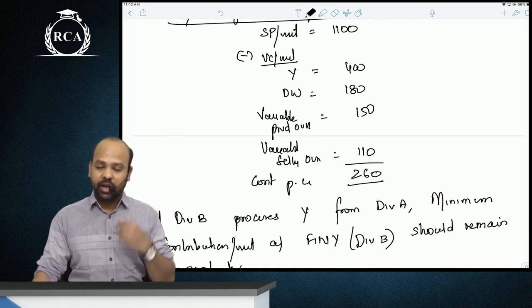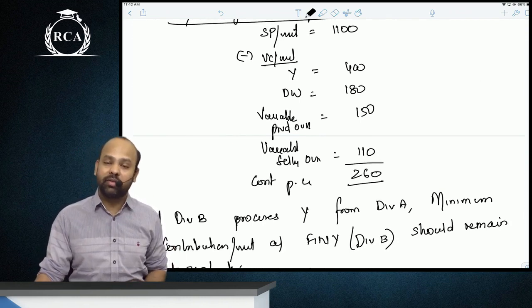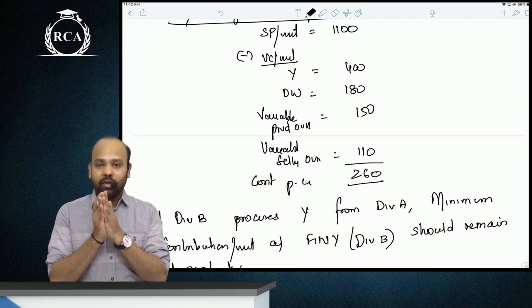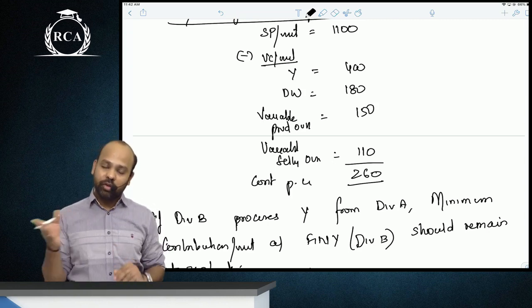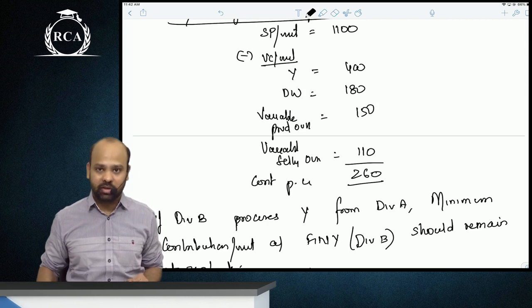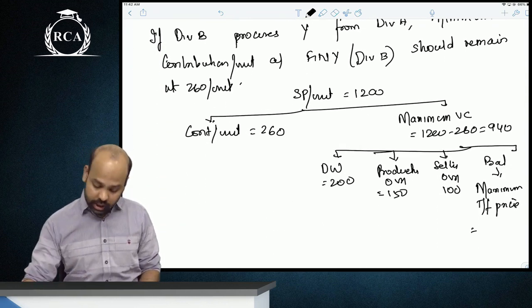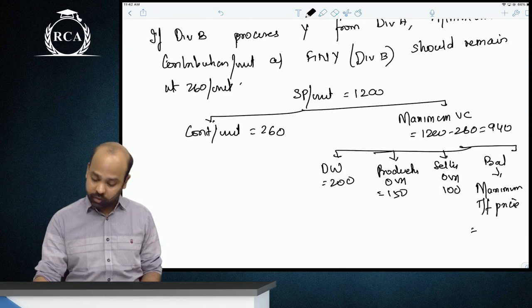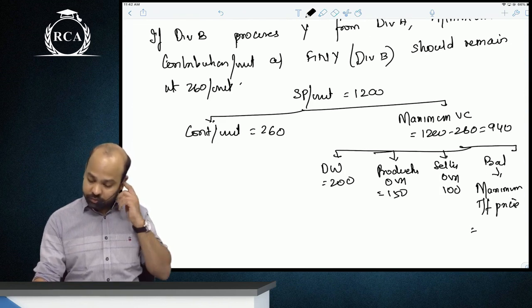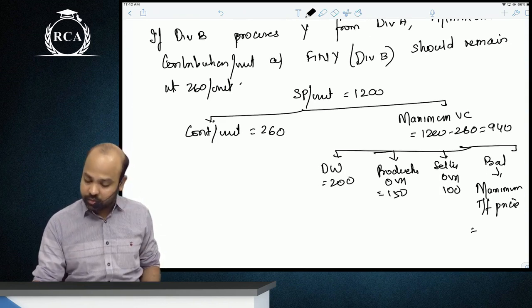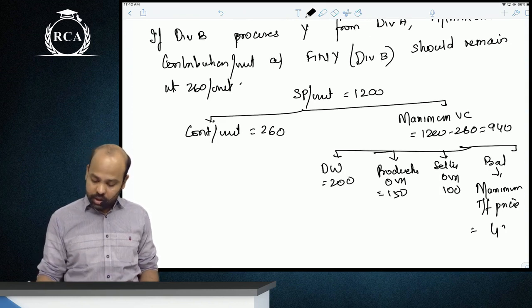If the buying division is making a contribution of less than 260 rupees per unit, they will tell us, sir, please, we do not want to purchase from you. We will continue our procurement policy from external suppliers. For that, we are computing how much they will be willing to pay us. 1,200 minus 260 is 940, minus 350 and another 100, that is 490.